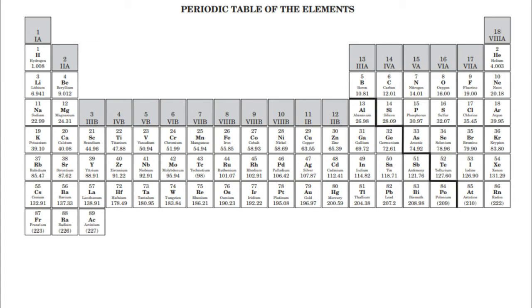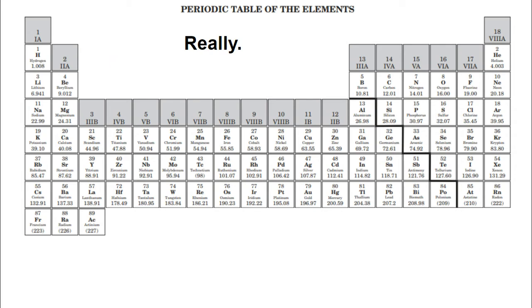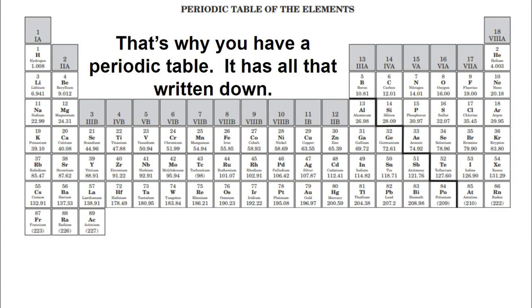Now we still have this top half, and this top half certainly has a lot of information on it. So what we need to do is consider that we don't actually need to know the names of all of these elements. We just need to know the general trends around them. Do not memorize them. That is a waste of your time and mental energy. If you ever need one of these elements, you can certainly refer to the periodic table to find out about that element.